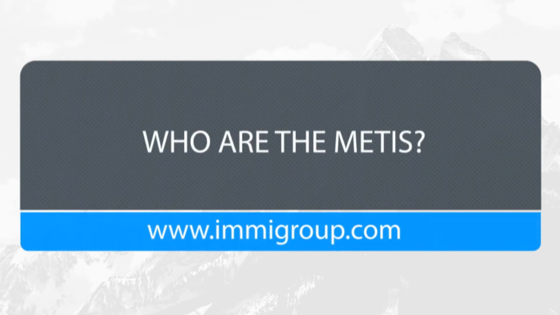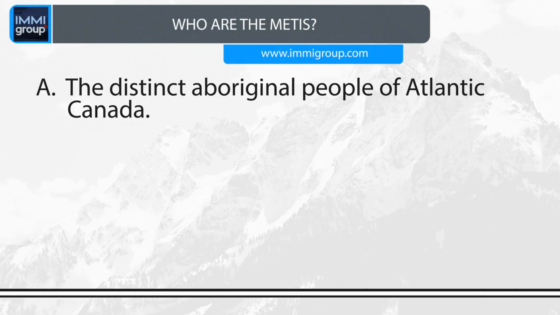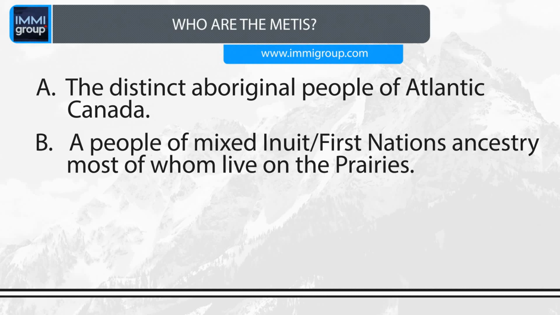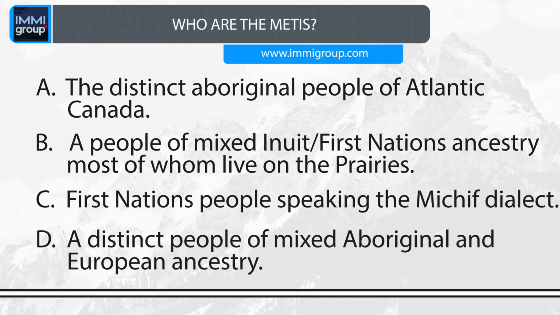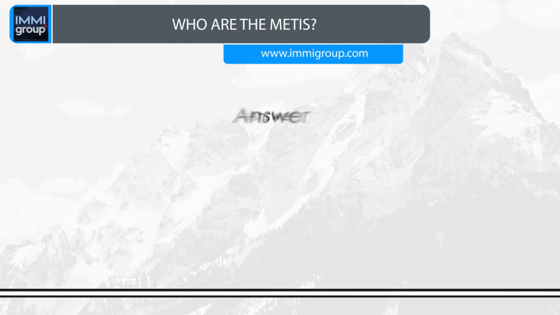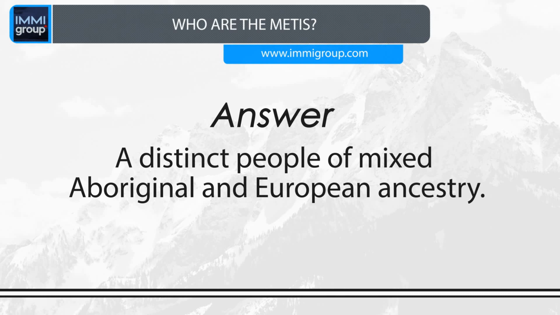Who are the Métis? A. The distinct Aboriginal people of Atlantic Canada. B. A people of mixed Inuit, First Nations ancestry, most of whom live on the prairies. C. First Nations people, speaking the Michif dialect. D. A distinct people of mixed Aboriginal and European ancestry. Answer: a distinct people of mixed Aboriginal and European ancestry.